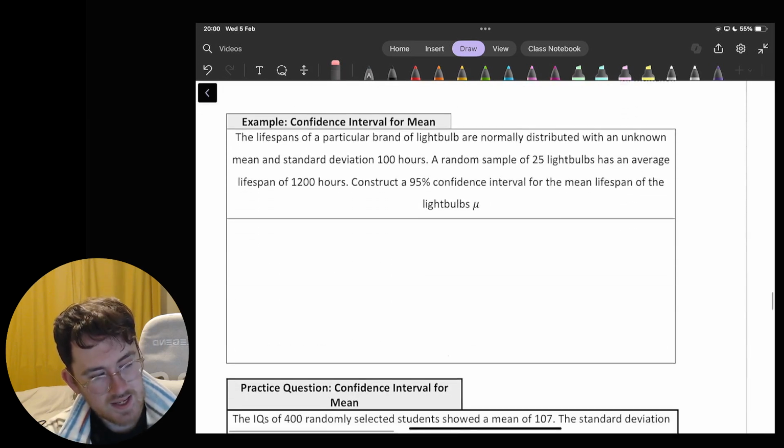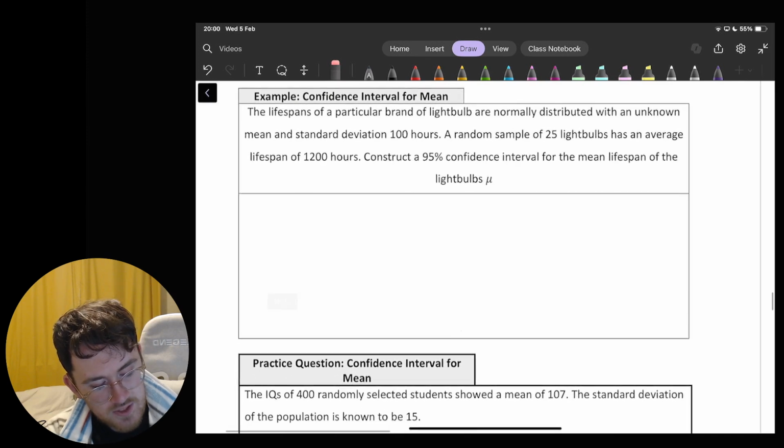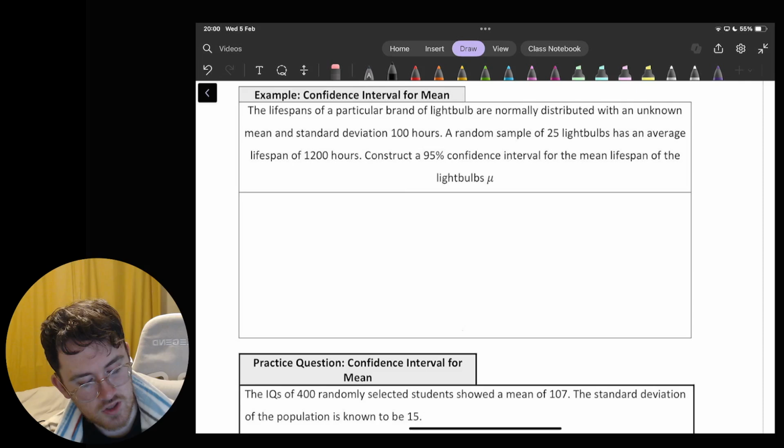So we look at an example and we'll get into a question on that. The lifespans of a particular brand of light bulb are normally distributed with an unknown mean and a standard deviation of 100 hours.